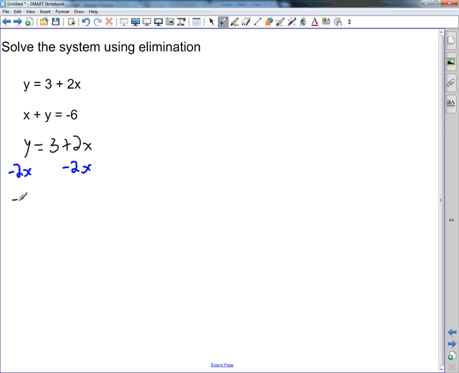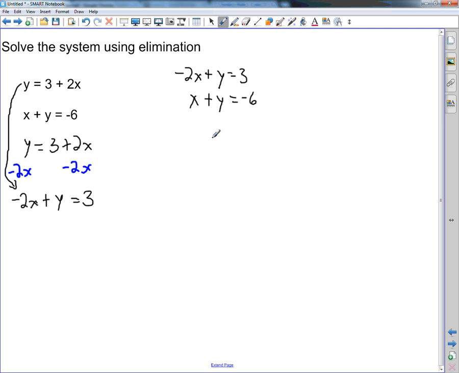So I get -2x plus y equals 3. So I've changed that first equation into this form. I want that x first, then the y, just like the second equation. So this is how elimination works. We're going to take the -2x plus y equals 3. That's the equation we just created. And we're going to put x plus y below it equals -6.